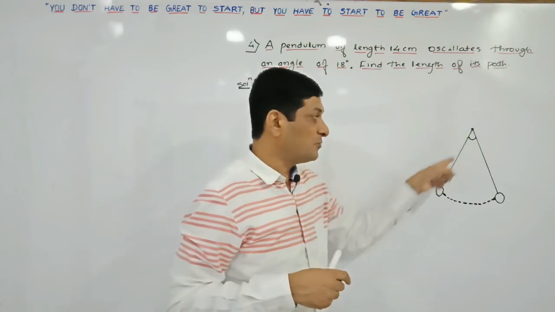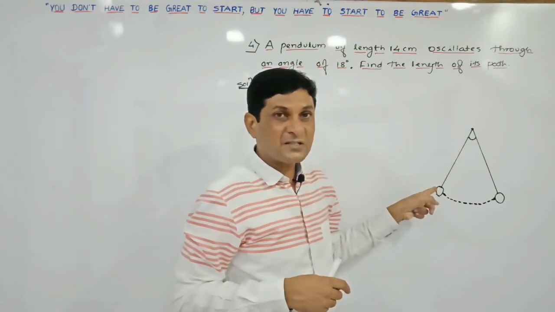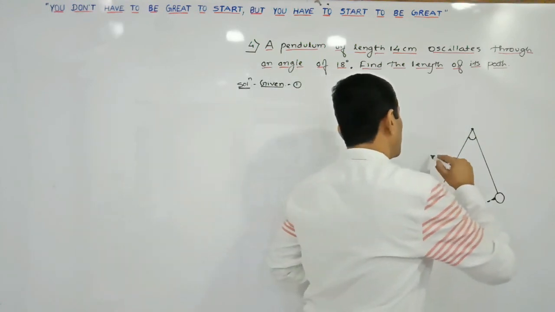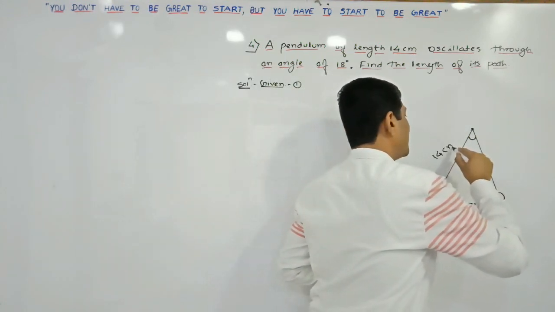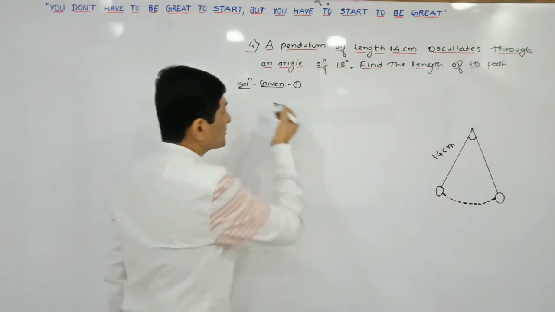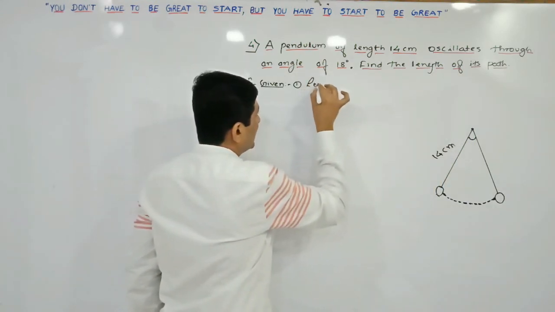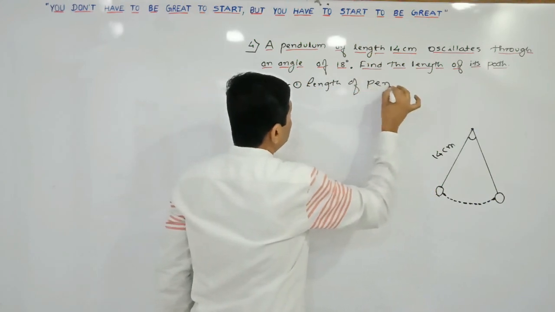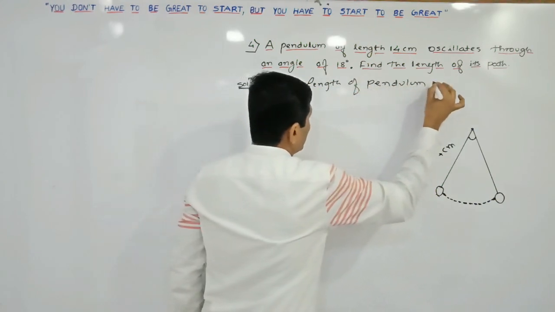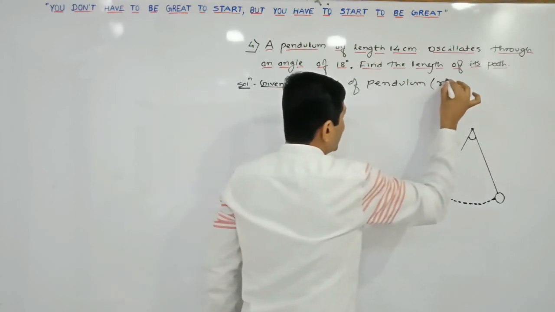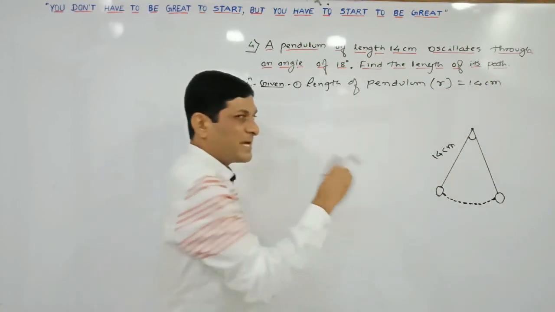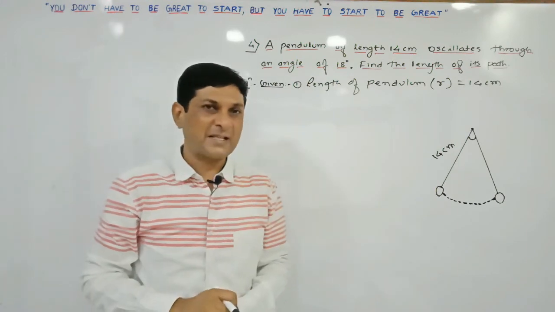Circle. And what will be the radius of that circle? It will be equal to the length of the pendulum. Radius here can be considered as the length of the pendulum. So the first given condition is the length of the pendulum is equal to, let us denote it by R, and its value is 14 centimeter. Hope you have got it why we are able to consider the length of the pendulum as a radius.